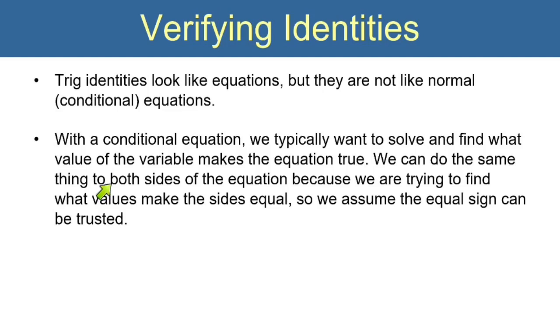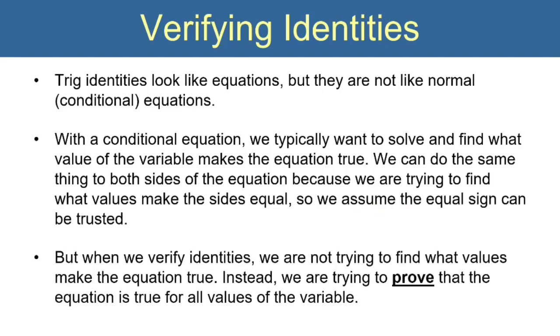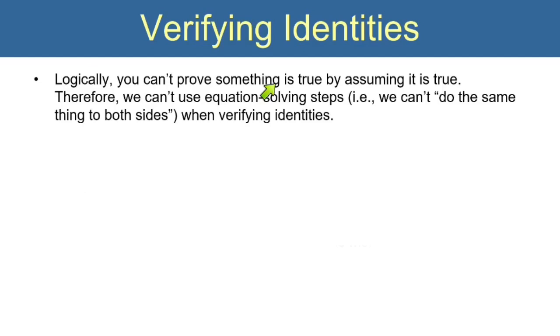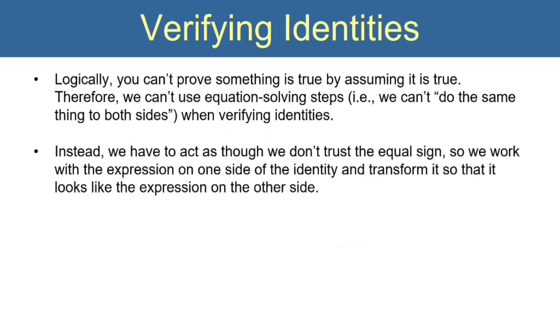And we're allowed to do that with an equation because we're allowed to assume that the equal sign can be trusted. But when we verify identities, we're not trying to find what values make the equation true. Instead, we are trying to prove that the equation is true for all values of the variable. Now, logically, you can't prove that something is true by assuming it's true. So we can't use equation solving steps when we're verifying identities. Instead, we have to act as though we don't trust the equal sign. So what we'll do is we'll work with the expression on one side of the identity and transform it so that it looks like the expression on the other side.